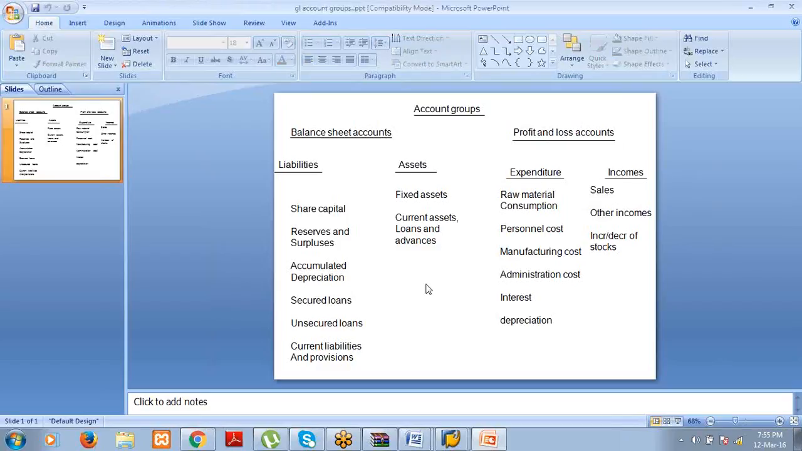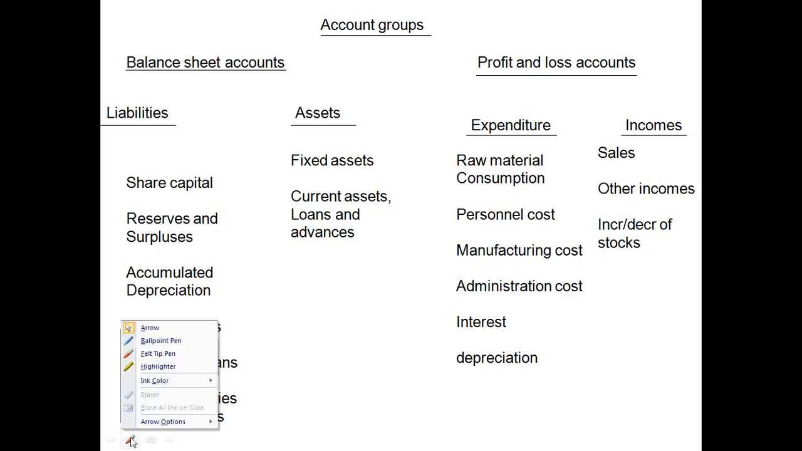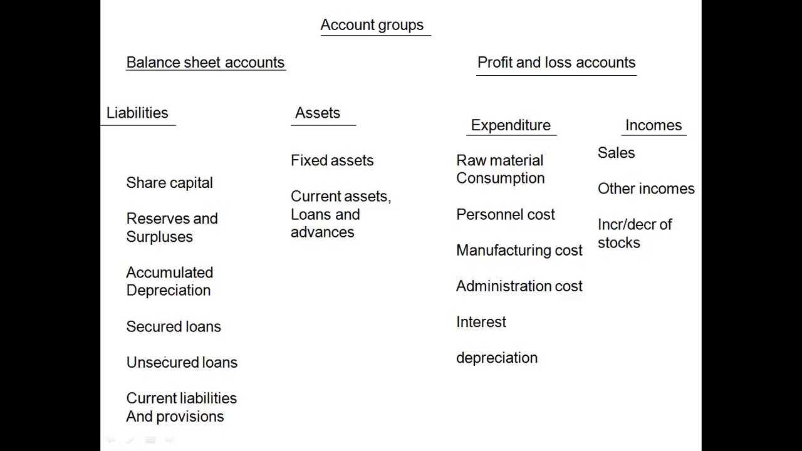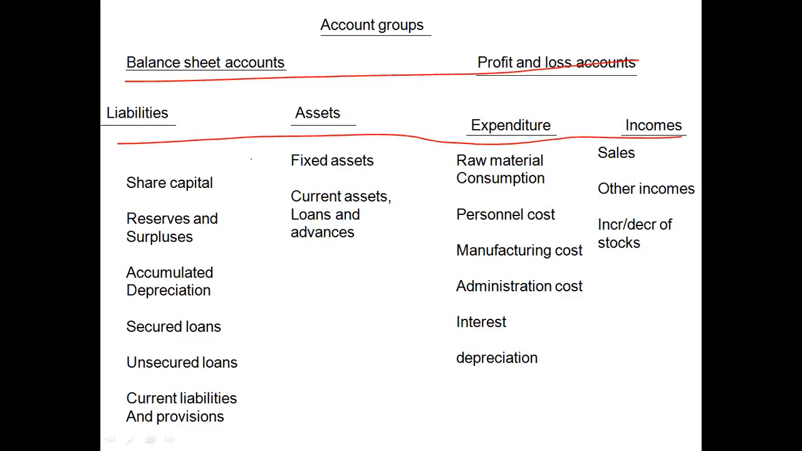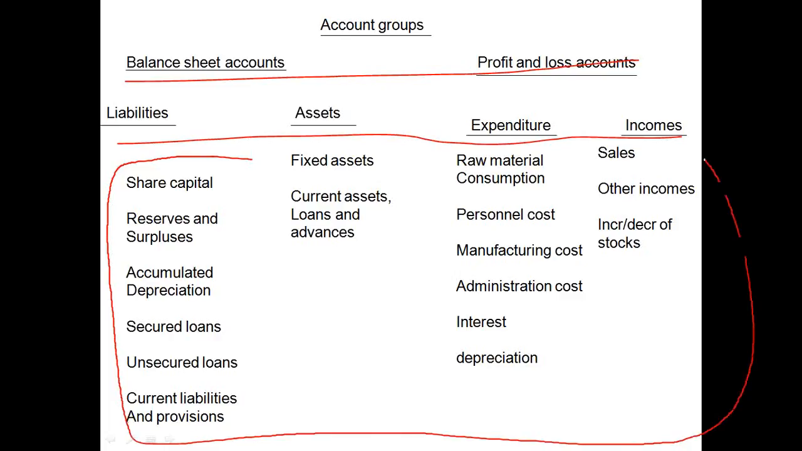So here there is no concept of main group and subgroup. Remember, there is no concept of main group and subgroup. Just for your understanding purpose, I have started from the highest level and taken you down to the lowest level. Here you can create only these two as account groups, or these four as the account groups, or all the headings within this circle can be created as account groups. There is no concept of main group and subgroup.